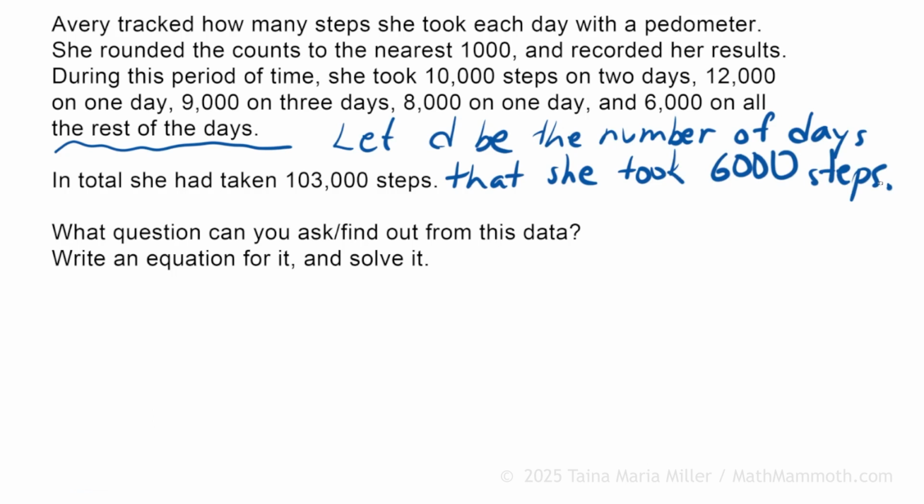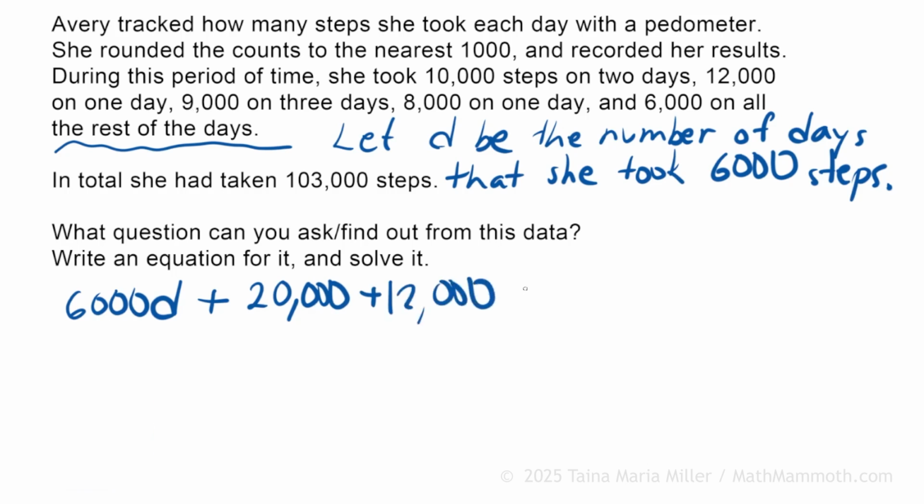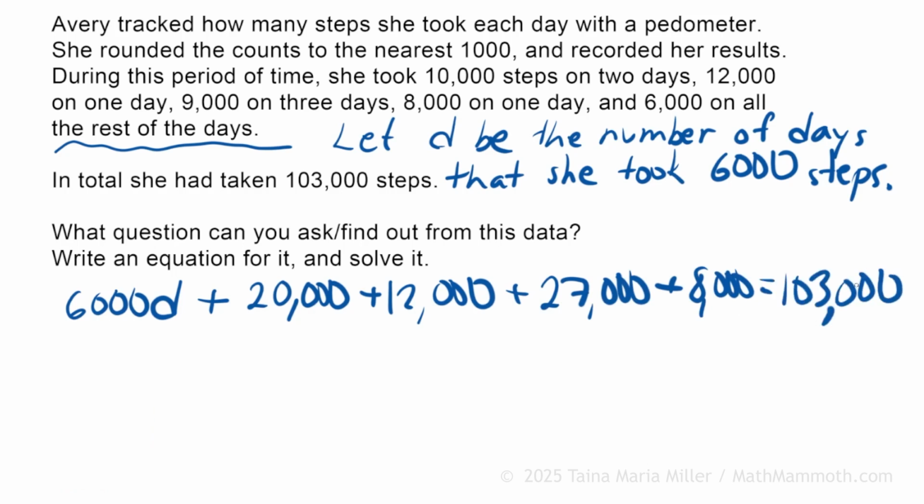And now an equation. She took 6,000 steps on D days, so we will have 6,000 D plus all these other steps, and the total equals 103,000. So we have here 10,000 steps on 2 days, that's 20,000. 12,000 on 1 day, 9,000 on 3 days, that's 27,000. 8,000 on 1 day, okay? And all total, 103,000.